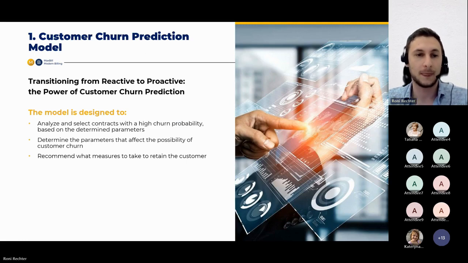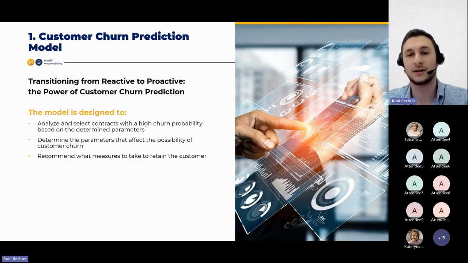The idea is to transition from reactive to proactive, meaning we don't want to see the customer take a step closer and closer to churning to another company, and then when he has already churned, take some action, but unfortunately it's too late. We want to be proactive, to spot exactly the action that leads to a high probability of churn, take action beforehand, and increase the retention percentage in the company.